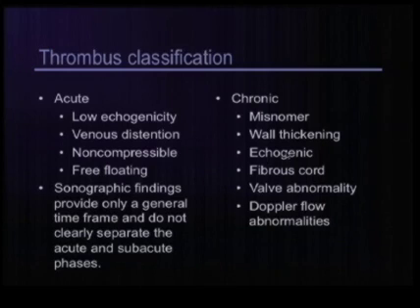Chronic thrombus is actually a misnomer. We prefer to use the term chronic changes in the vessel related to thrombosis. So this may include echogenic material, such as a calcified residual thrombus. The vein may completely occlude and never become patent and result in a fibrous cord.